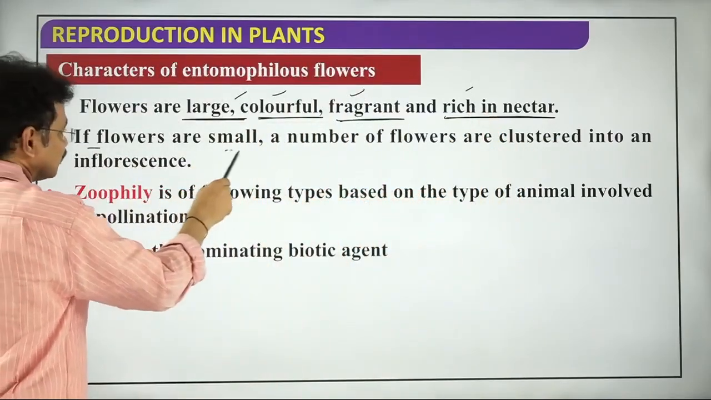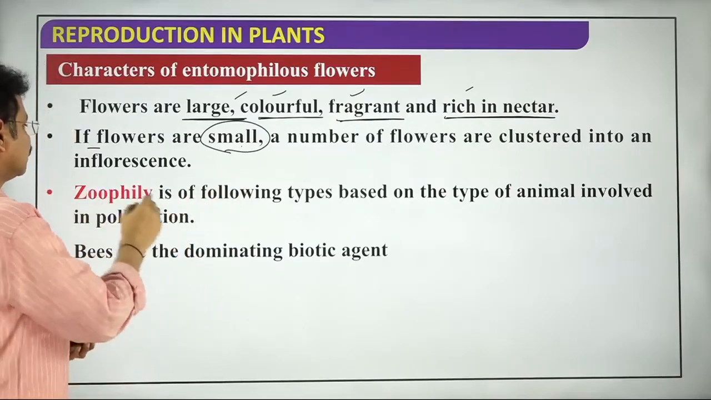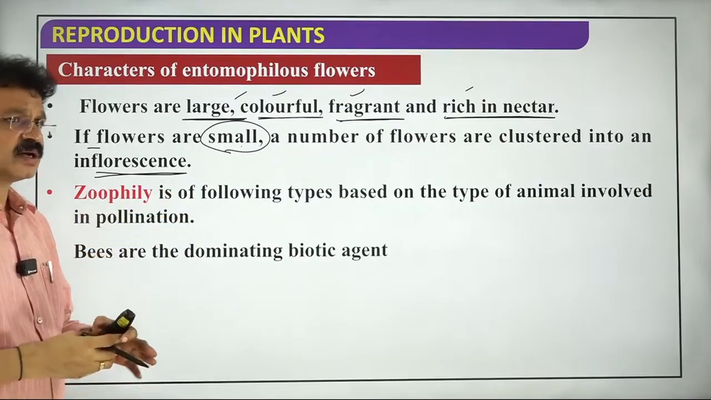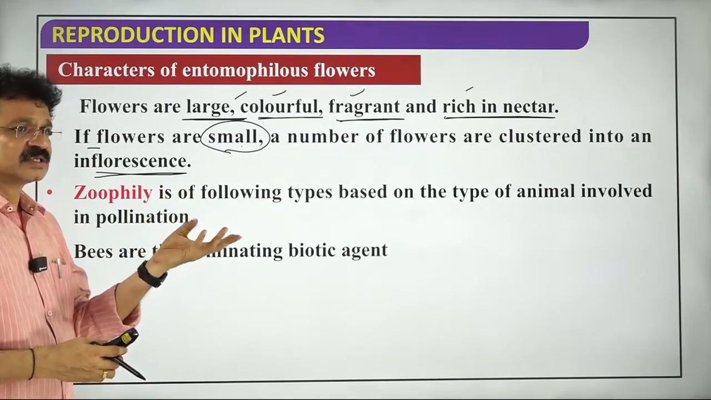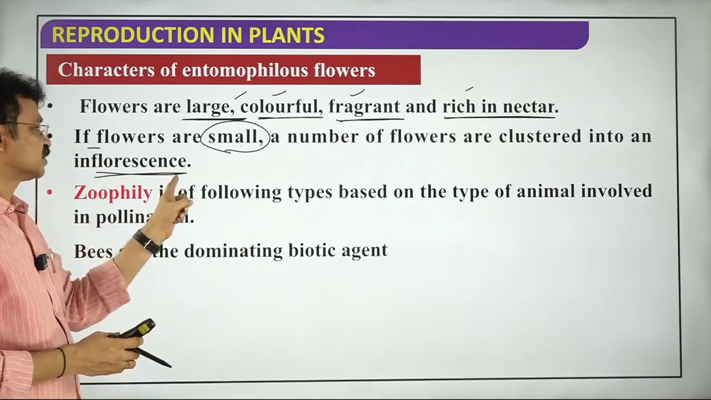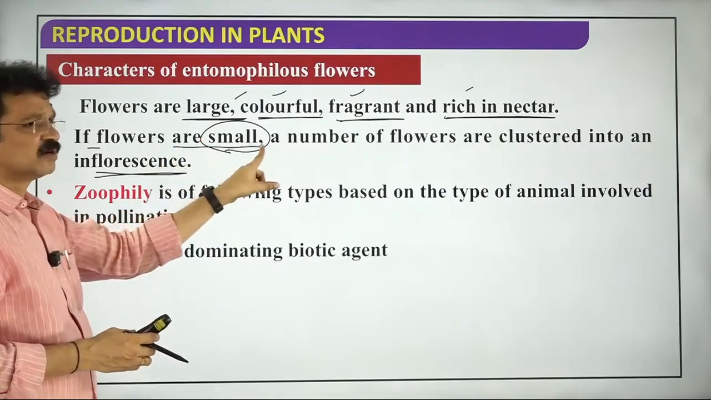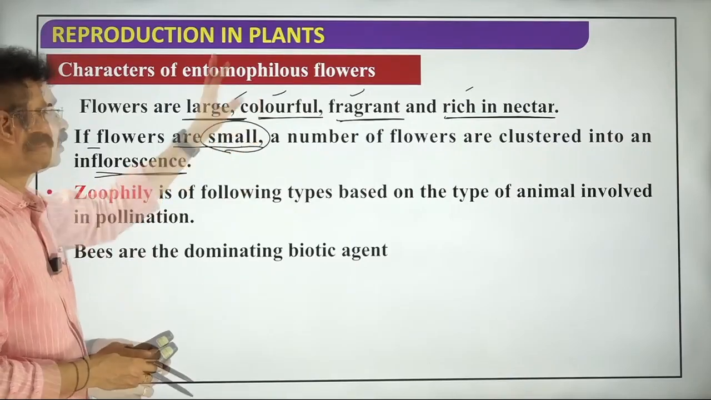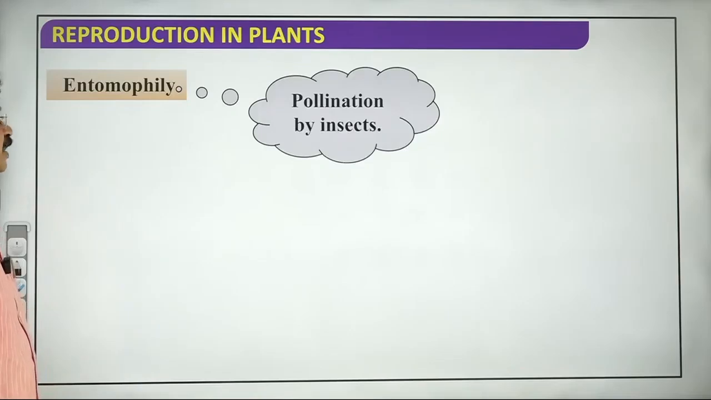Suppose the flowers are smaller. Then many small flowers aggregate to form a large structure called an inflorescence. Observe the sunflower: many small florets aggregate to form a large flower. In marigold, chrysanthemum, and chamanti also, inflorescence is there. The inflorescence is formed by the aggregation of many small flowers to improve its beauty and attract pollen transferring agents like insects. The definition for entomophily: the pollination by insects.